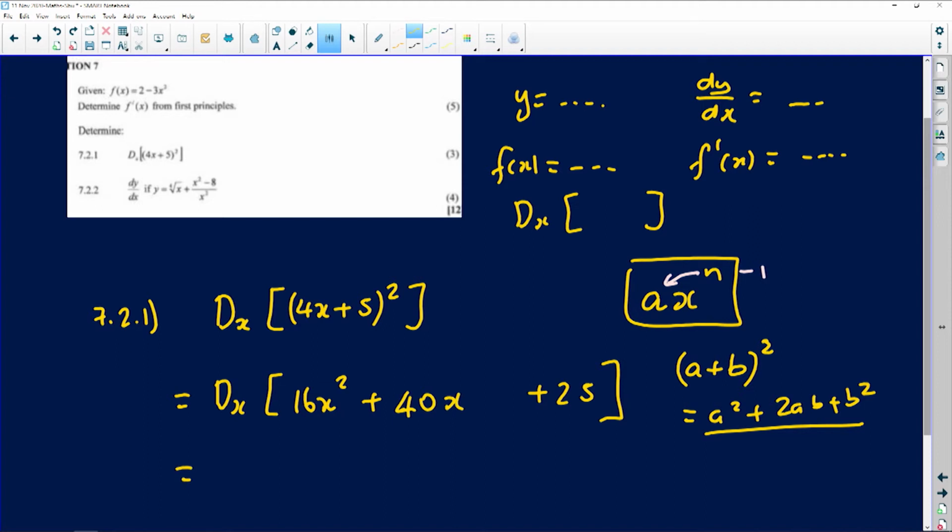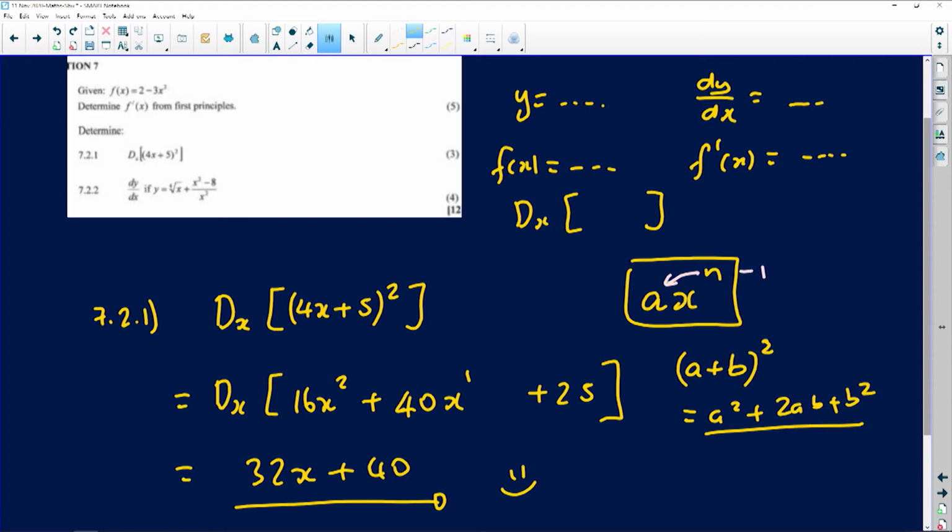Now, my function is ready to be derived, so I'm going to do the derivation. When you derive, you drop the dx. The product of 16 and 2 is 32x. The product of 1 and 40 is 40. The derivative of a constant, you guys should know, is always 0. No complications. Let's go to the last one.